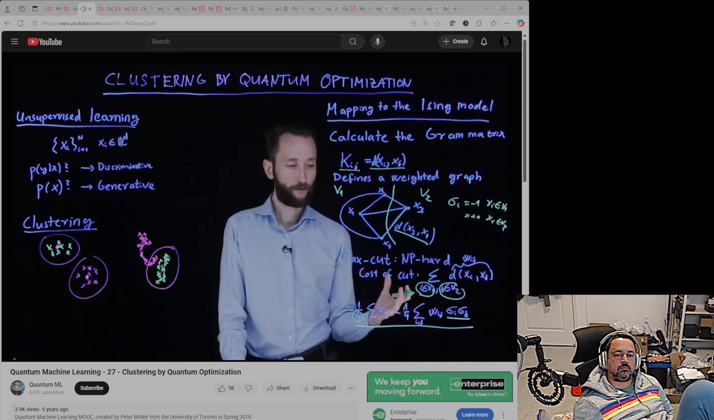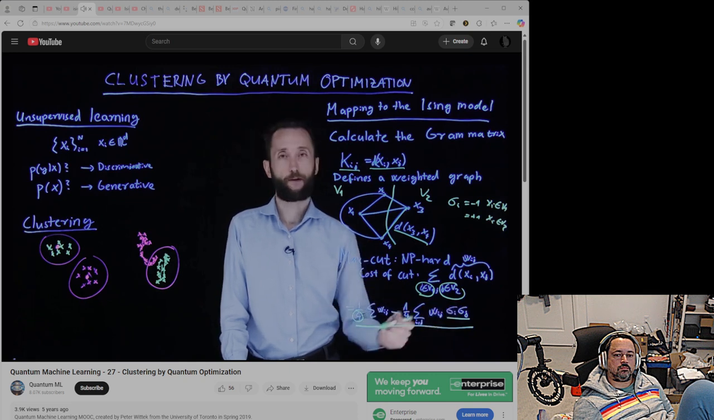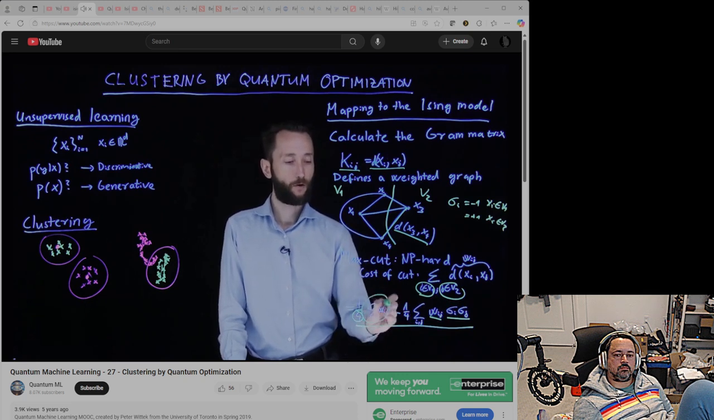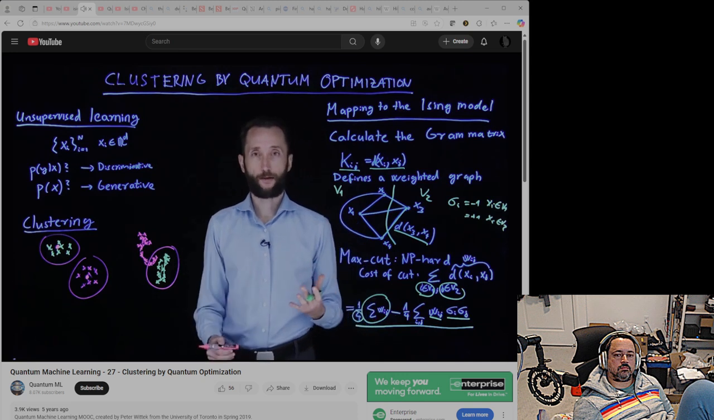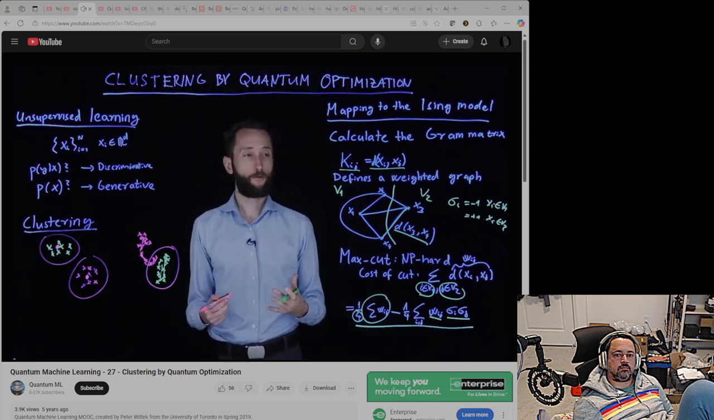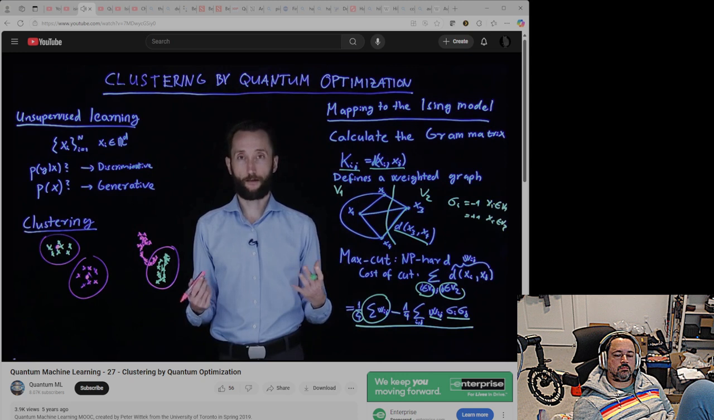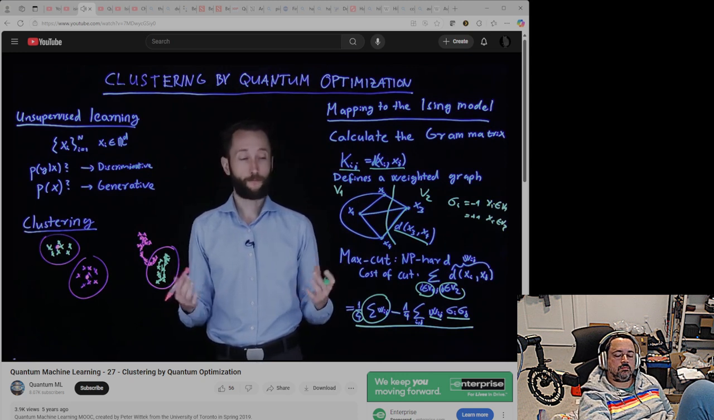And now when you look at it, this is exactly an Ising model. Because here you have your spin variables taking plus or minus values. Here you have the coupling strength, and you have some constant offset. And that's it. Now you can use quantum annealing or QAOA or any other quantum optimization subroutine that you have available and solve this problem.